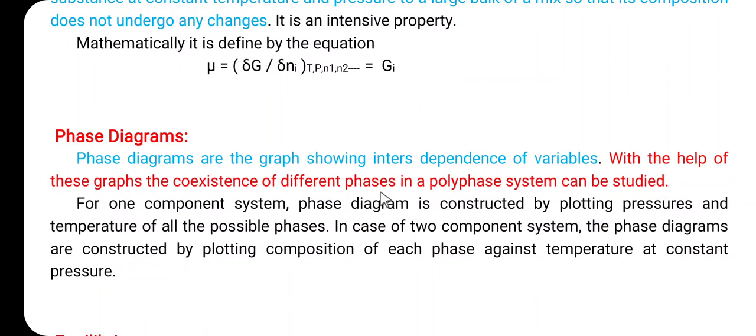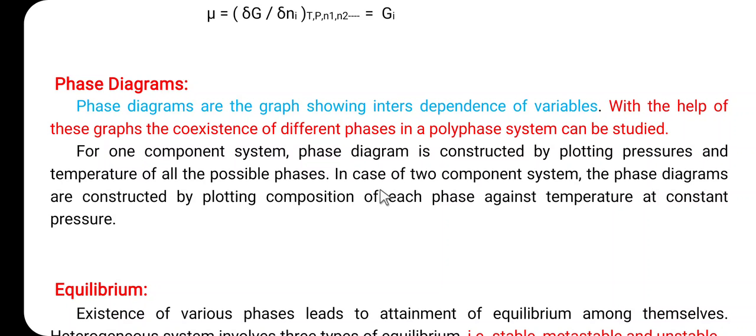Then the second point is the phase diagrams. In this chapter we are going to consider the one component system as well as the two component system, and we are going to discuss the phase diagrams for both. So let us consider what a phase diagram is. Phase diagrams are graphs showing the interdependence of variables, and with the help of these graphs the coexistence of the different phases in a polyphase system can be studied.